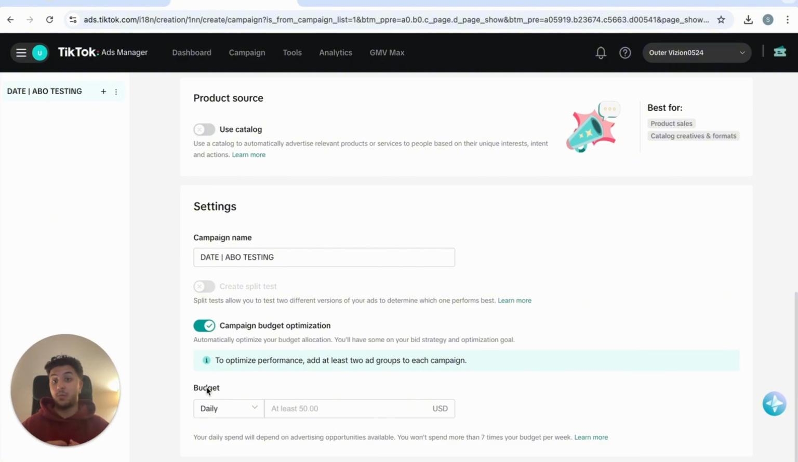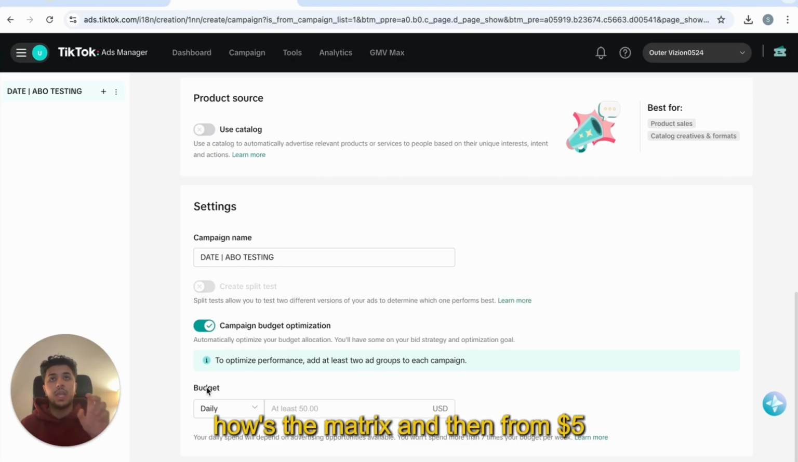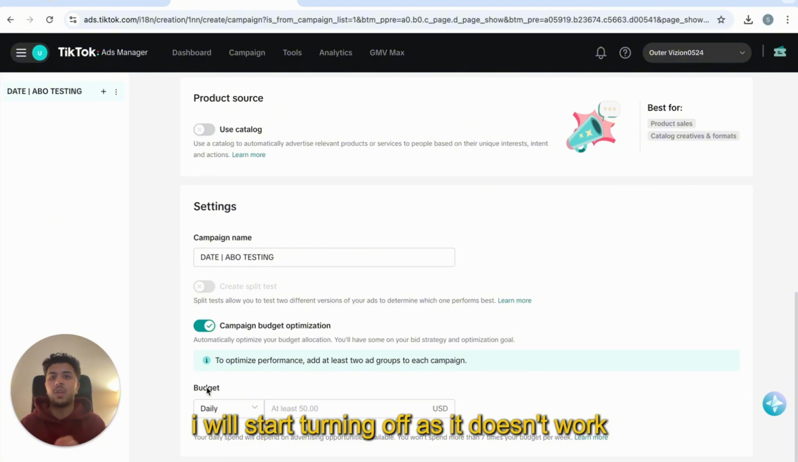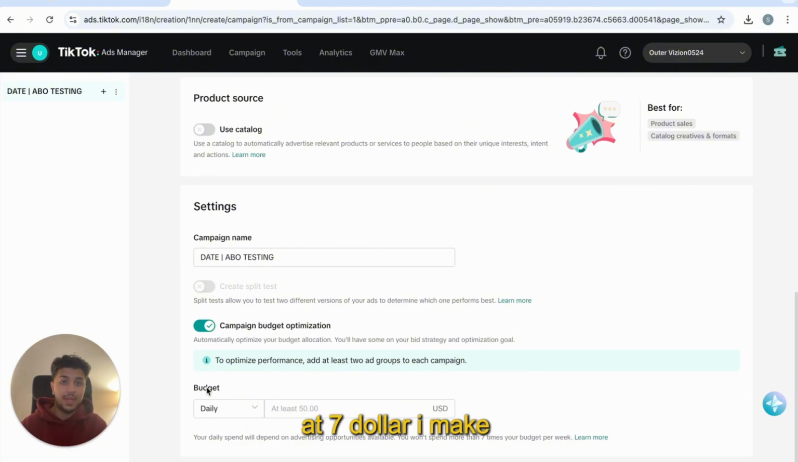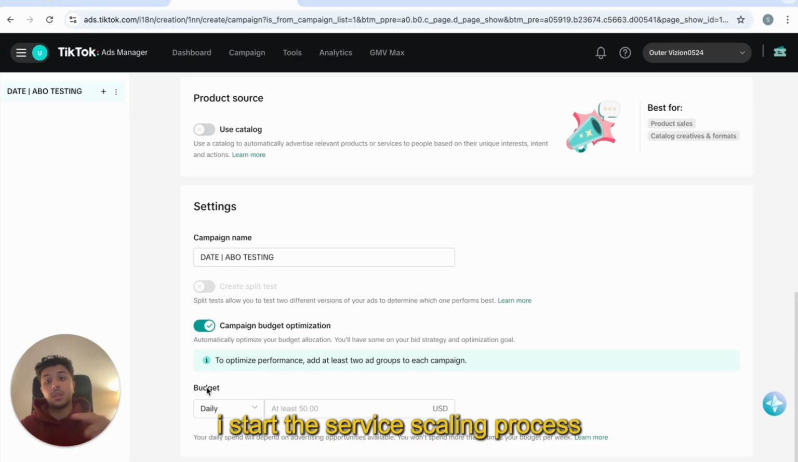And with the strategy of splitting the creatives, the easiest way to make sure if the creative is good or not is to literally use the ABO structure, because I can make sure, okay, if I set everything to $25, I know that after like 8 hours, all of them have $5 spent. As an example, the numbers are not real, but after 8 hours, all of them have $5. So I can check at $5, okay, how are the metrics? And then from $5, I will start turning off ads that don't work. At $7, I make another check, and at $10. And after the first ad group gets like 3 sales, I start the scaling process.